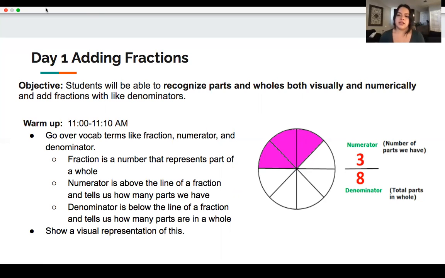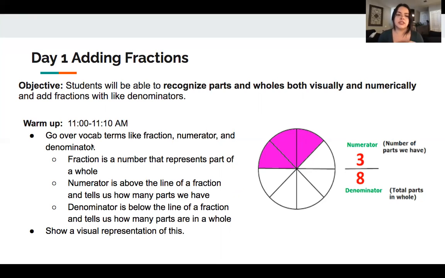These are all terms that they should know prior. So these are all terms that they had learned in at least third grade. But we're deciding to review them over again just so they can see how all those parts of a fraction relate to adding fractions. So a fraction is a number that represents part of a whole. A numerator is above the line of a fraction and tells us how many parts we have. And a denominator is below the line of a fraction and tells us how many parts are in a whole. So we're going to do this too by showing them a visual representation of what that looks like.